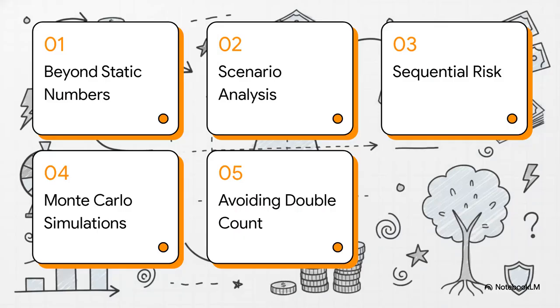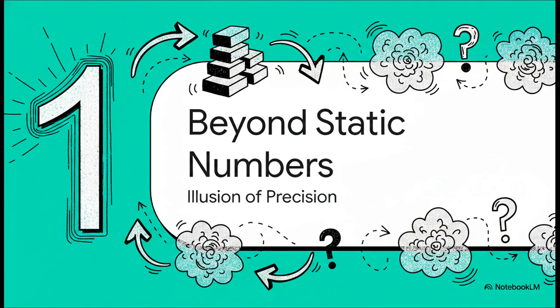So here's our game plan for this explainer. First, moving beyond static valuation numbers. Second, mastering scenario analysis. Third, tackling sequential risk trees. Fourth, running Monte Carlo simulations. And finally, avoiding the dreaded double-counted risk. Let's get to it. First up, Section 1, moving beyond static valuation numbers.